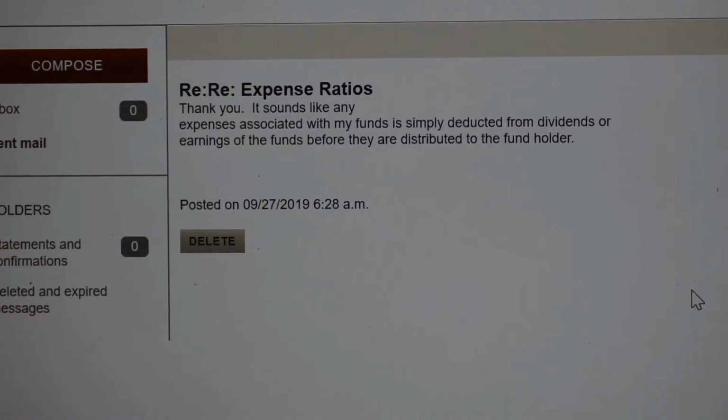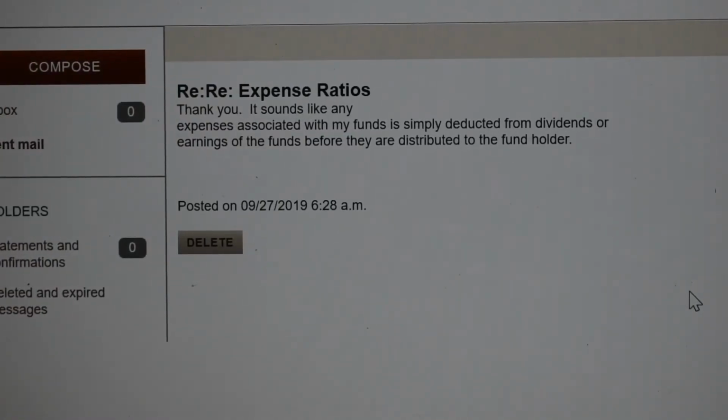Okay. So after reading all that, I think I have a pretty good idea of where that money is taken out of. And so I said, thank you. It sounds like any expenses associated with my funds are simply deducted from dividends or earnings of the funds before they are distributed to the fund holder.